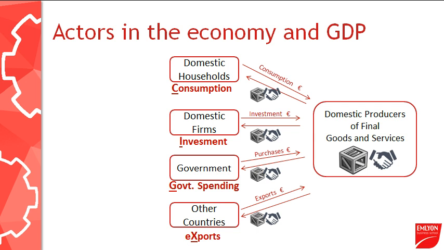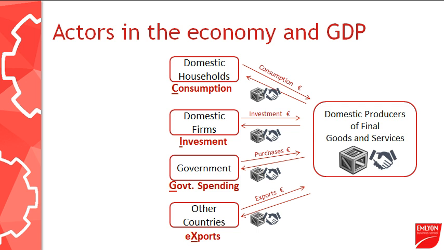The producers give consumption goods to households. In exchange, these households provide money in the form of euros to the producers, and we call this consumption. Domestic firms buy, for example, machines from machine producers and pay the price for these goods and services to the producers in the form of investment. So investment refers to capital goods that firms buy, for example, machines and buildings.